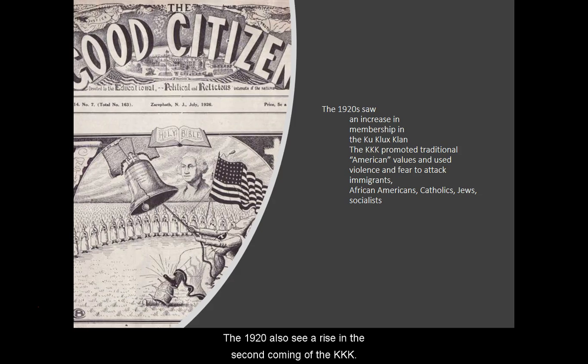The 1920s also see a rise in the second coming of the KKK. The KKK promotes, in their eyes, traditional American values, and they use violence and fear to attack anybody that they see as not okay, not good enough. These are immigrants, African Americans, Catholics, Jews, socialists, people who don't believe the same way they do or don't look the same way that they do.